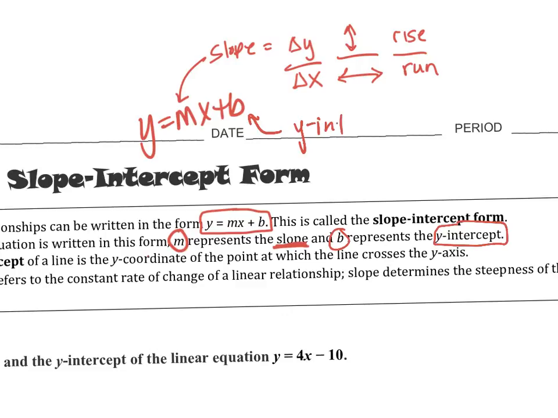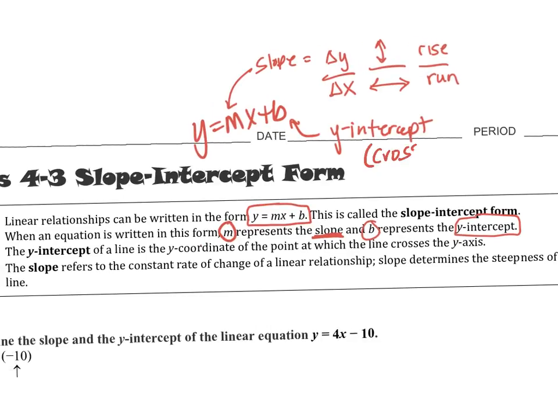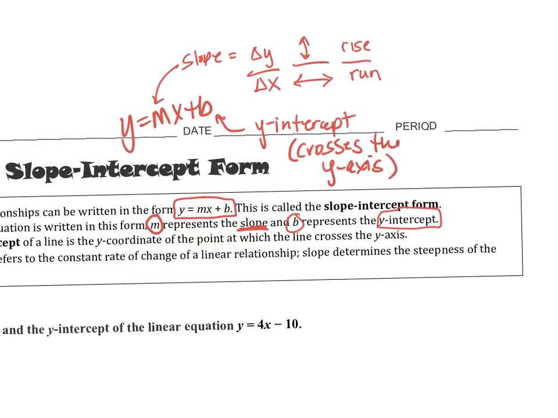And b in this equation is representing your y-intercept, which means it's where that line crosses the y-axis. Which one is the y-axis? The one going up and down, right? I always think of intercept like in football, an interception. Your slope line is crossing, intercepting, your y-axis, kind of.